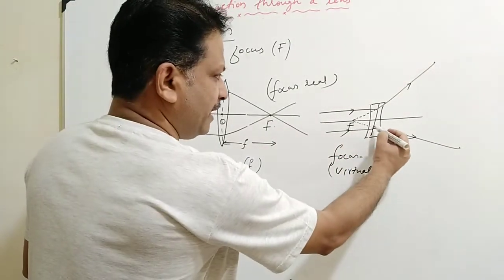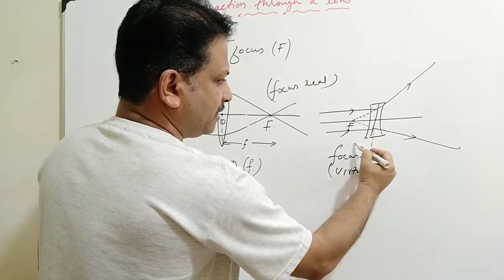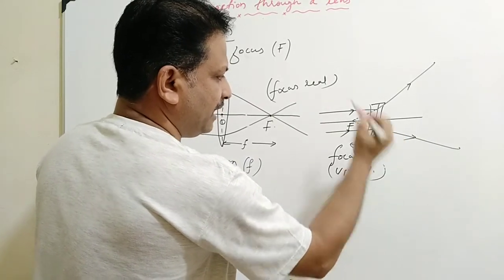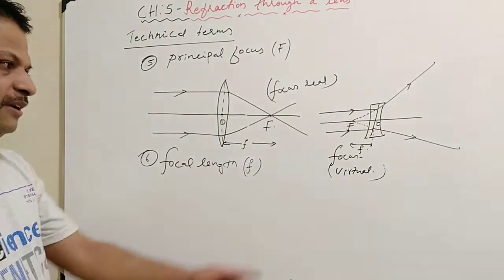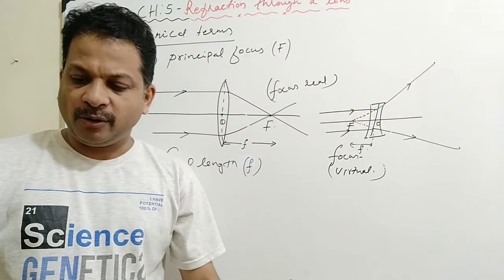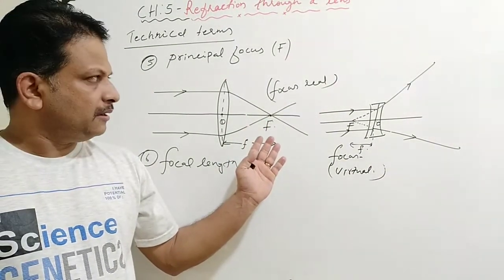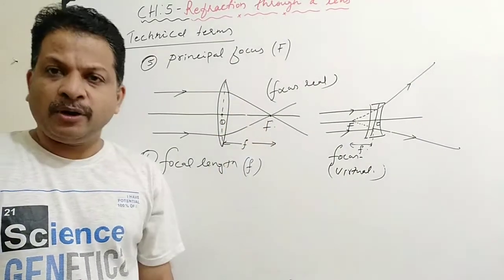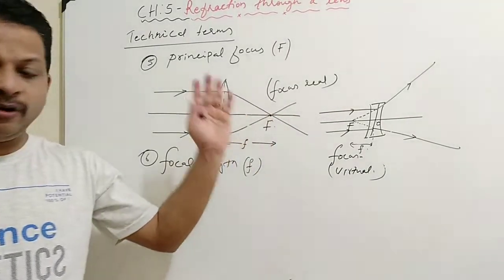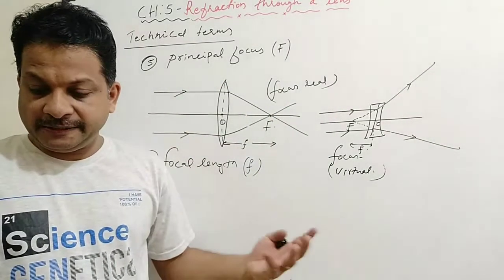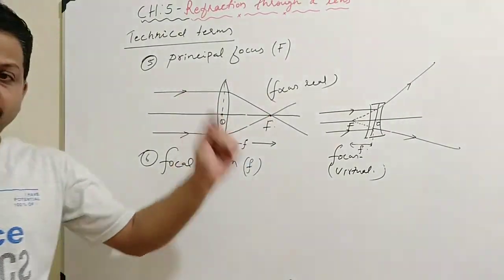And of course the distance between the principal focus and the optical center, we call the focal length, f. The distance between optical center and the principal focus is the focal length of a concave lens. Clear? So the focal length of a lens is an important thing. We must know the focal length of a lens, whether it is concave or convex, because the focal length of a lens depends upon two factors.